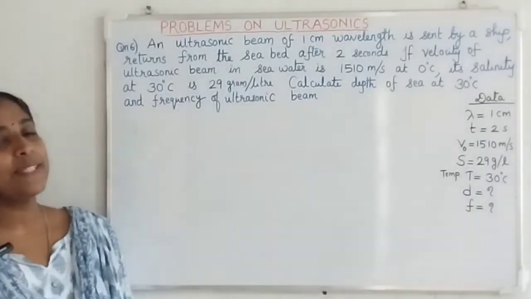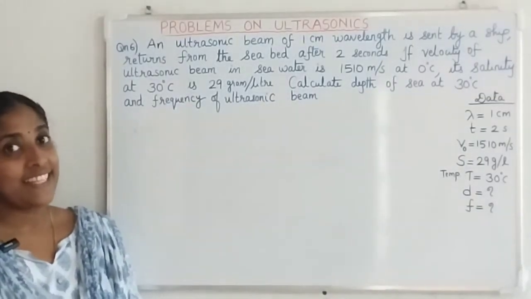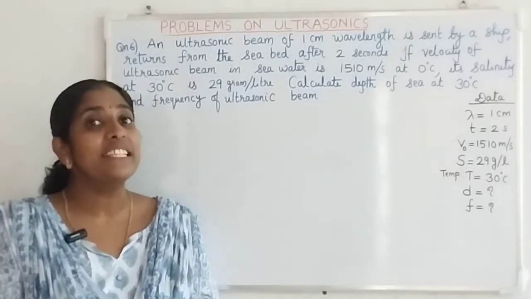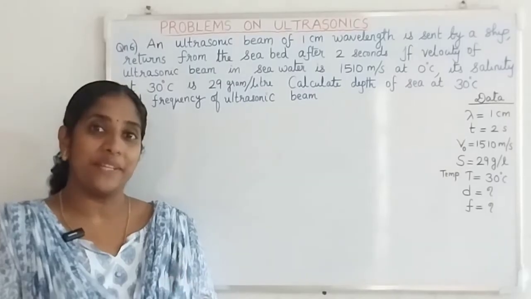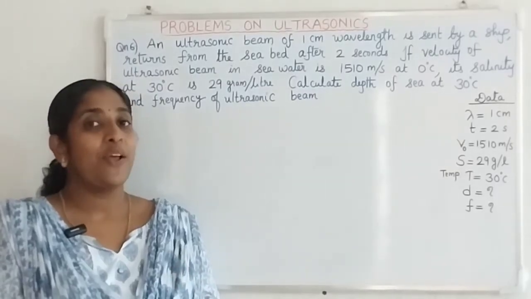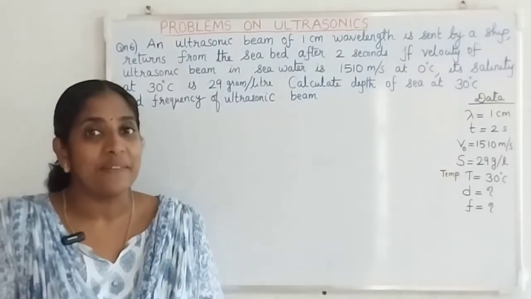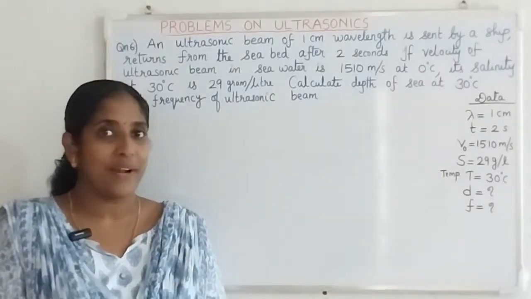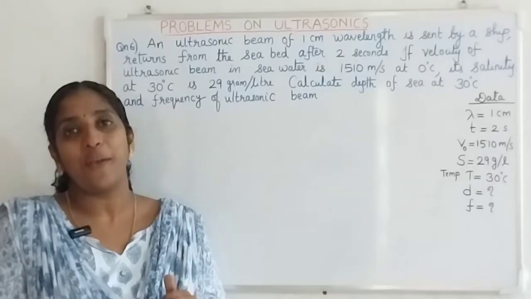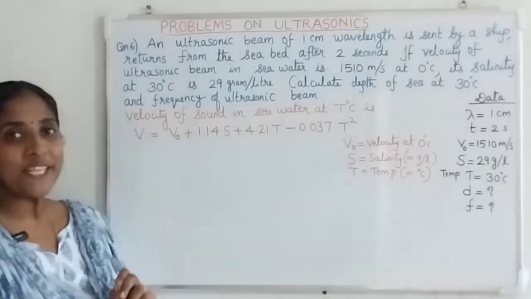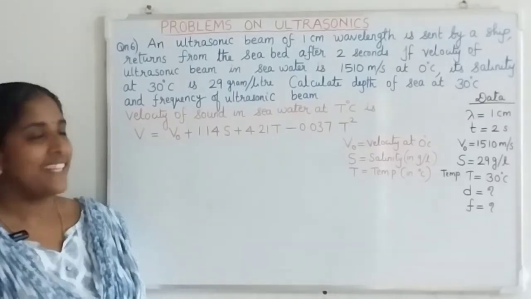Here the ultrasonic beam is passing through the seawater. The salinity of the seawater is also given. The salinity is affecting the velocity of the sound in the water. The velocity of sound in seawater which has salinity is different from the velocity of the sound in pure water. There is an expression for the velocity of sound in seawater. This is the expression for the velocity of sound in seawater at t degrees Celsius.